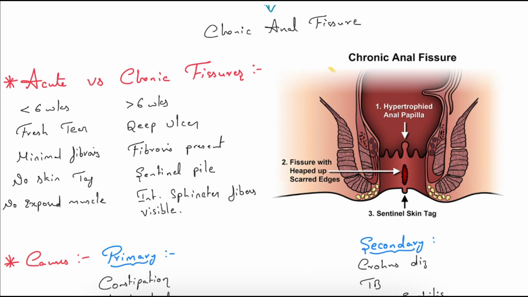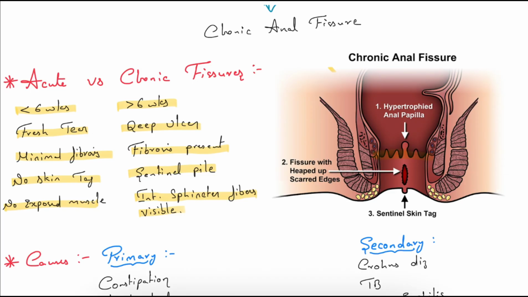So how can we differentiate acute versus chronic fissure? If it is acute, it is less than 6 weeks, the tear is fresh, with minimal fibrosis, no skin tag, and no exposed muscle. In chronic anal fissure, it is more than 6 weeks, and you can see a deep ulcer, fibrosis, a sentinel pile, and internal sphincter fibers visible.